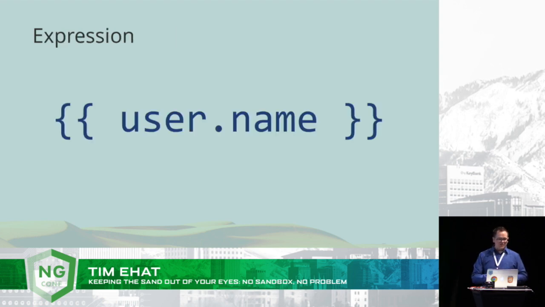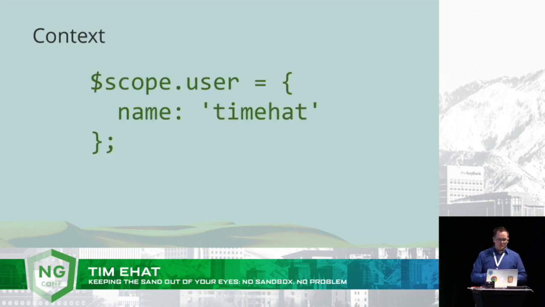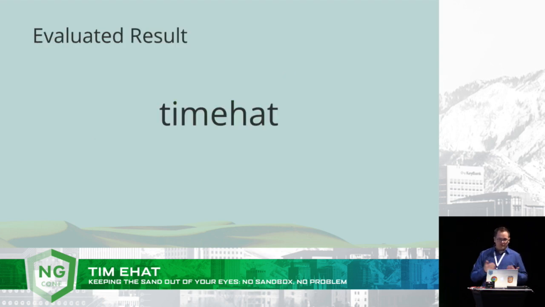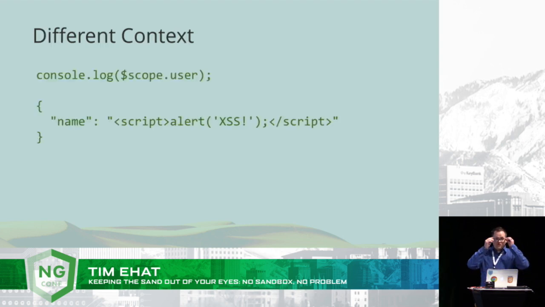And then the very next thing you learned is that you could access items within the scope. So you have user.name, and maybe on your scope you have a user object with attribute name, and you get your username on the screen, right? But maybe in a different context, your users decide to do something a little bit more malicious, not what you want them to do, right?